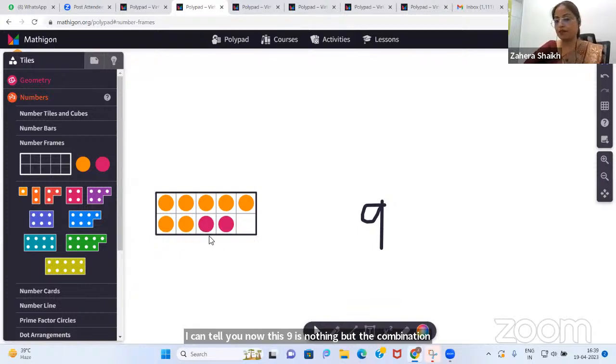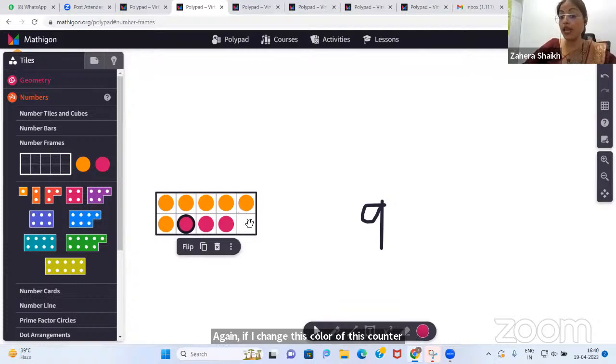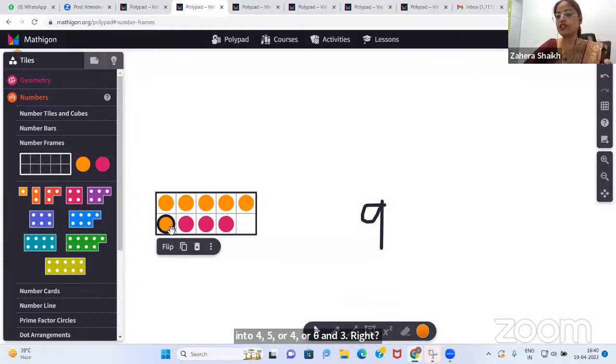What made me say that? Just because of this number, I am able to say that this 9 has 7 and 2 as its parts, right? Again, if I change the color of this counter, I can again tell you, okay, this 9 I can decompose into 4 and 5, or 6 and 3, right? So now I have lots of explanations for this single number. Now I know that 9 is not just 9. It can be represented as 5 and 4, 4 and 5, 3 and 6, 6 and 3, right?